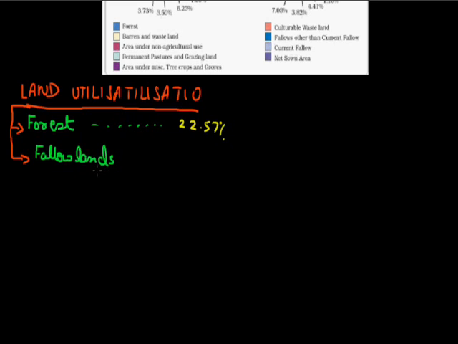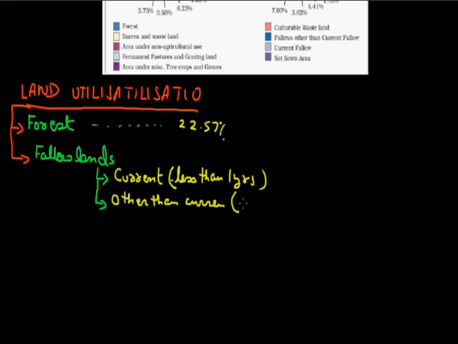This fallow land is again divided into two parts. The first is the current fallow land, which is less than 1 year, or we can say a land which we leave for one season only. The next is the other than current fallow land, a land which we leave for 1 to 5 years. The current fallow land in India is 7.03%, while the other than current fallow land in India is 3.82%. These whole data are given in our NCERT book, Geography class 10th.